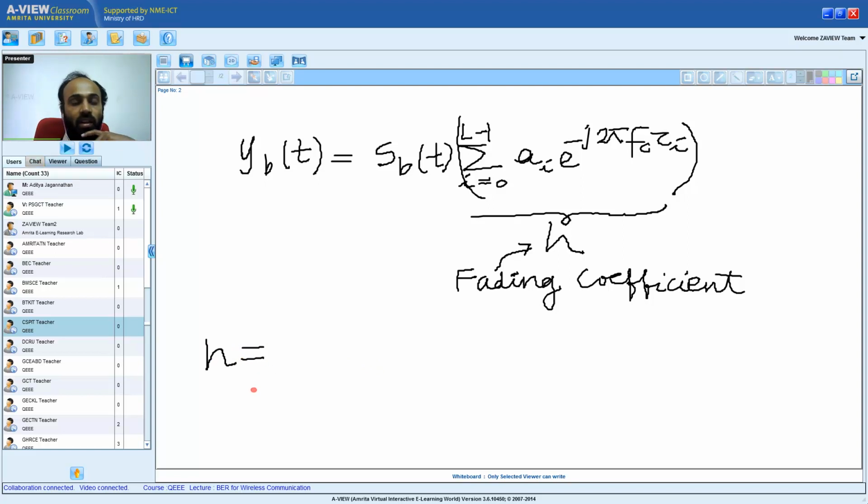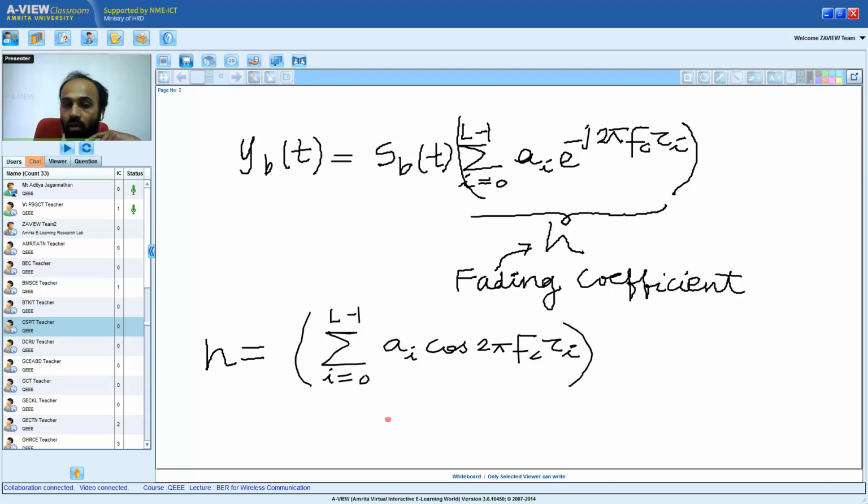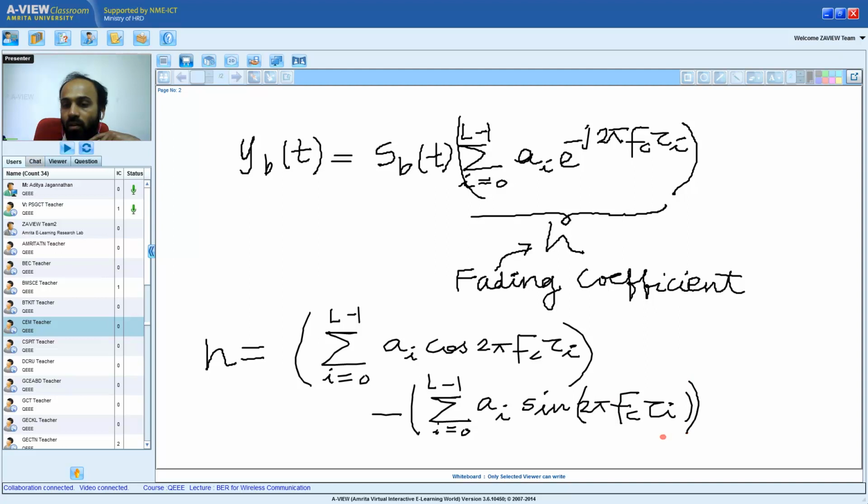This channel fading coefficient is h equals summation of a_i e to the power minus j 2 pi f_c tau_i, which is summation i equal to 0 to L minus 1 of a_i cosine 2 pi f_c tau_i minus j times summation i equal to 0 to L minus 1 of a_i sine 2 pi f_c tau_i. Right, so I can write this as a_i cosine 2 pi f_c tau_i minus a_i sine 2 pi f_c tau_i, summation.